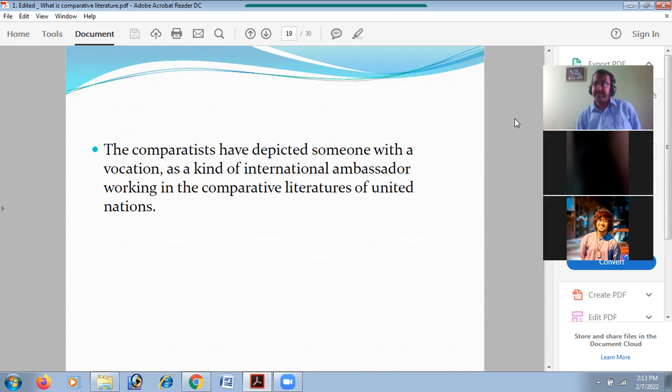So a comparatist will be reading world literature for the cause of vocation. He or she will have the enthusiasm or understanding that he should read world literature to understand the other things that are researchable or readable in several literatures through the passage of centuries, through the passage of decades, everything. And he will be an international ambassador. A personal ambassador will be representing one country, but a comparatist will be an ambassador.